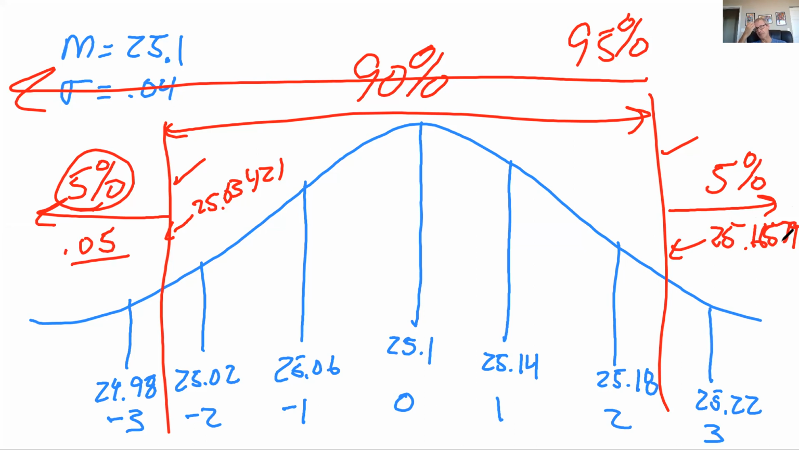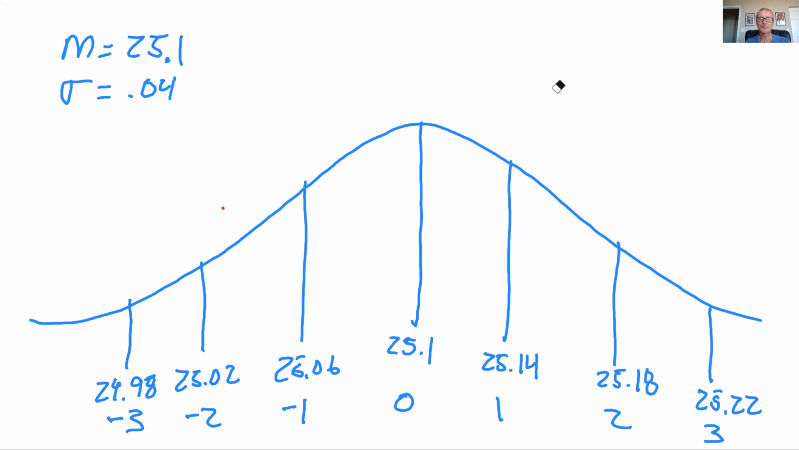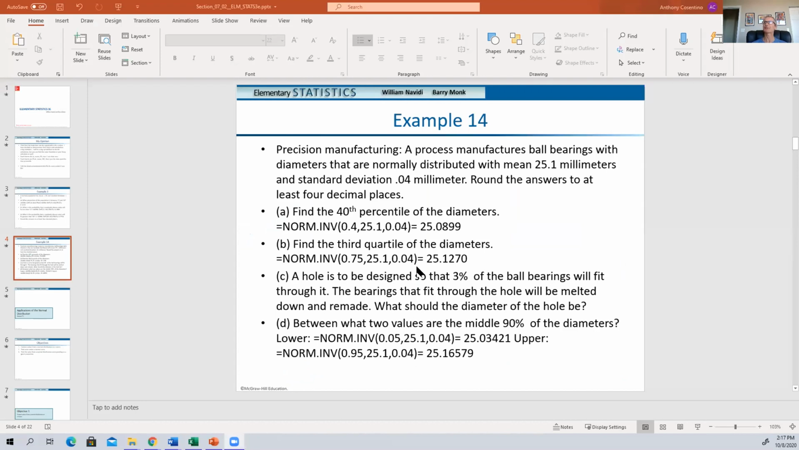So the last problem, I will get to it. Okay, so I erased all the last problem here, and we're going to do, I think it's part C here, but I think this is the trickiest of the bunch, so I left that one for last. So the hole is designed so 3% of the ball bearings will fit through it. We would consider that a failure. So 97% of them are going to pass and 3% are going to fail. And when they fail, they're going to melt them down and remake them.